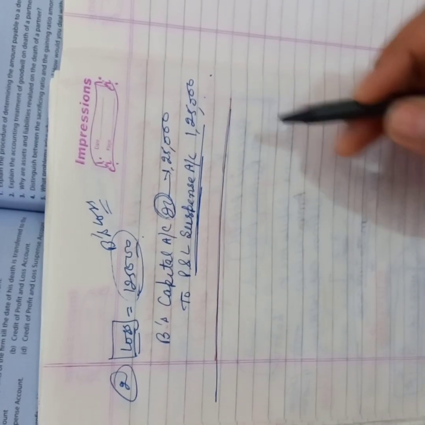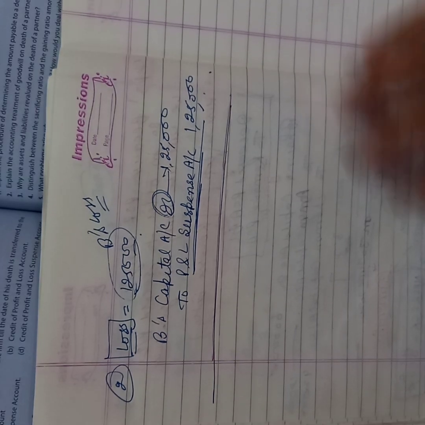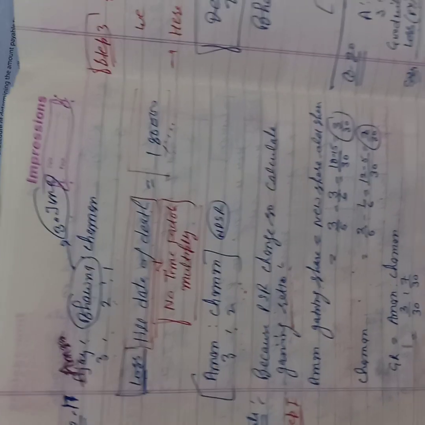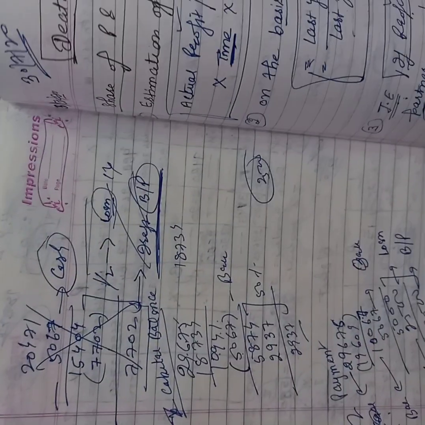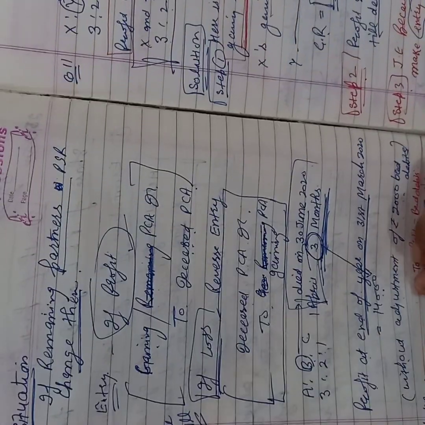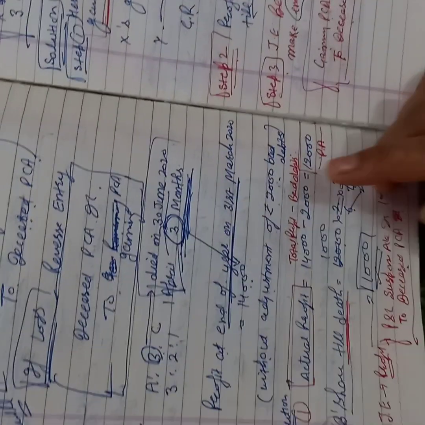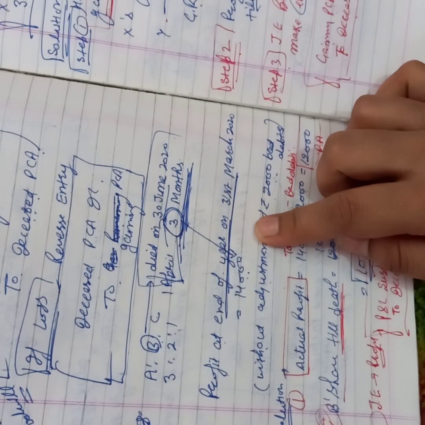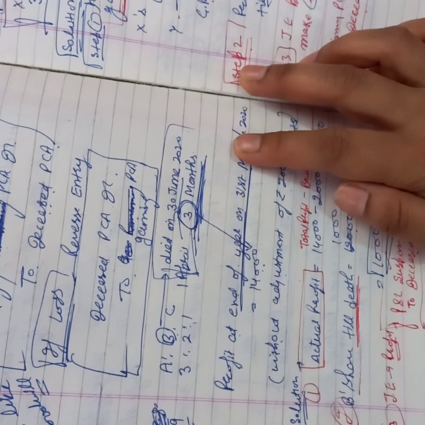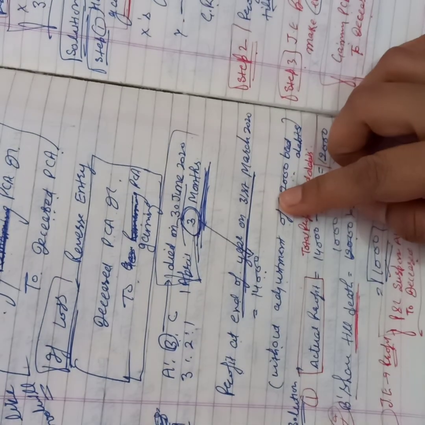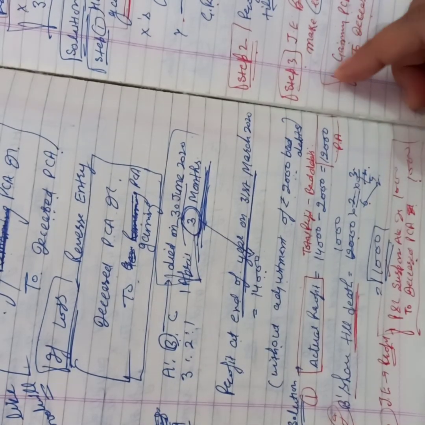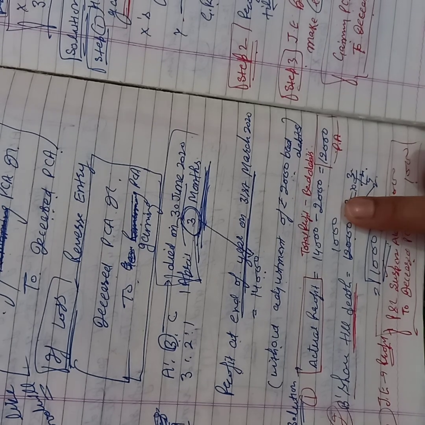So these are the questions related to the distribution of profit and loss in the current year till the date of death in different situations. In the first situation, what we studied is when there is no change in profit sharing ratio and the partner died after 3 months and the profit is given at the end of the year. So we will multiply the time factor by getting the actual profit.